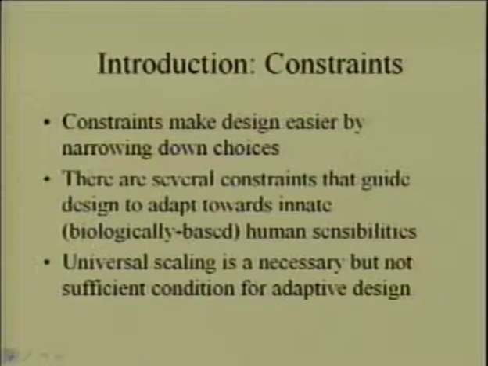So to introduce the topic is a way of resuming what I did last time. Constraints, we want to have constraints to make design easier by narrowing down choices. There are several constraints that guide design to adapt towards innate human sensibility. And those who followed the previous lecture will remember that I emphasized that human beings have in their biology, in their genetic structure, in their perceptual structure, a certain set of rules by which we negotiate our environment. And the whole aim of this lecture series is to discuss how architects can best use those rules, or can best satisfy those rules for human well-being.